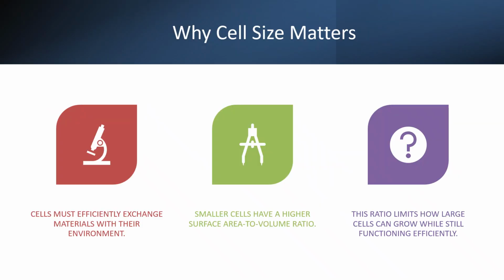So, why does cell size matter? As a cell grows, its volume increases faster than its surface area. This creates a challenge because nutrients and waste must pass through a cell's surface. If the surface area is too small compared to the volume, the cell can't efficiently move materials in and out. This is why most cells remain small or develop internal membrane systems to help with transport and efficiency.